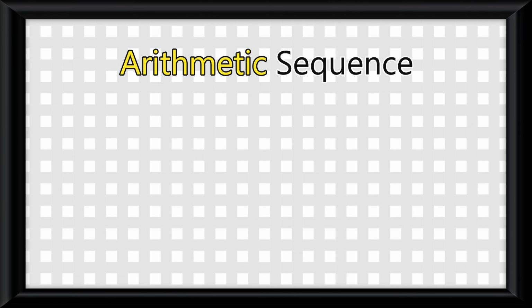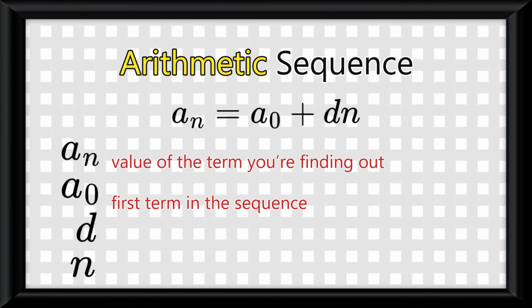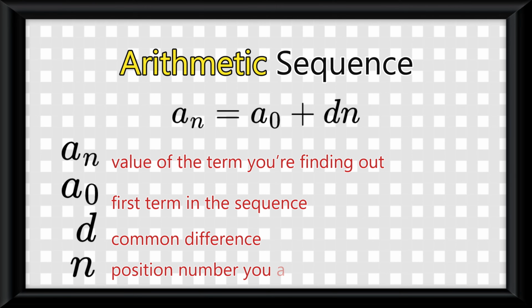Anyway, arithmetic sequences have 2 equations. First is a sub n equals a sub 0 plus dn, where a sub n is the value of the term you are finding out, a sub 0 is the first term in the sequence, d is the common difference, and n is the position number that you are trying to find.